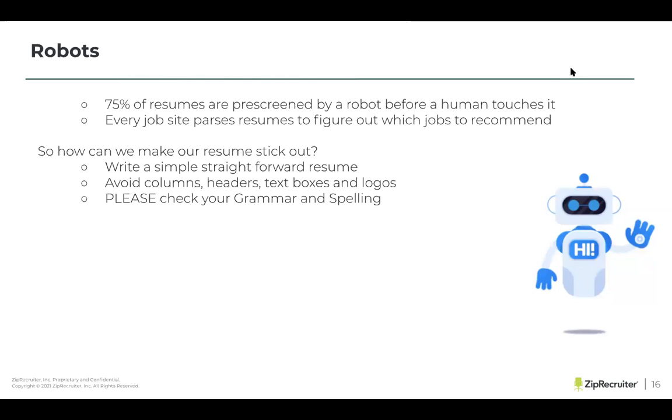For job seekers, one of the best things you need to know about is robots. Robots are pre-screening 75% of resumes before any human actually touches them. When you create your resume, a robot is reading it and giving a brief synopsis for recruiters to review. As well, every job site across the United States parses resumes to figure out what jobs would be the best recommendation, because job seekers might be lost on what job would be a best fit. So what can we do to help this robot find what job might be best?